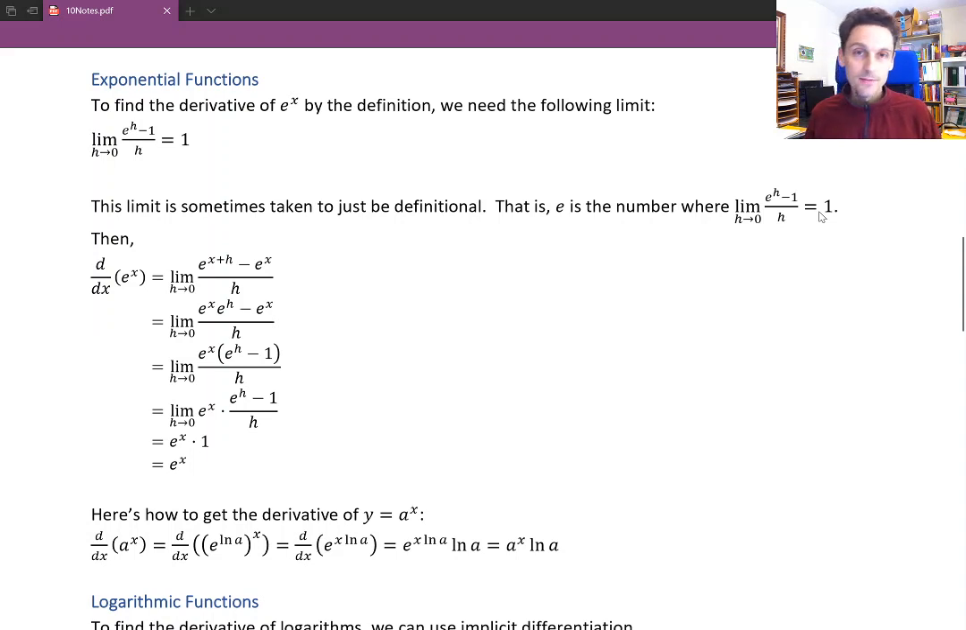But other people have different starting points, or there are other ways where you can start by defining e in a different way. But assuming that it's taken as definitional, we will take it as definitional. e is the number that satisfies this limit.